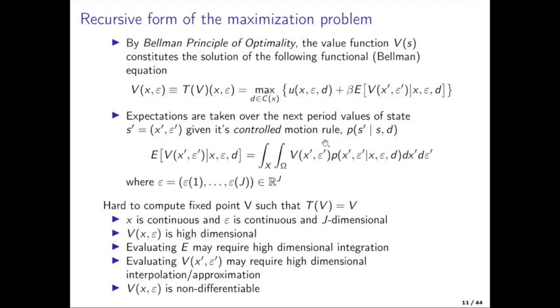So just the fact of evaluating it requires some heavy duty simulation or lots of quadrature points. But you also need to be able to evaluate it at the values x prime and epsilon primes that are not necessarily on the grid that you have for x. So you need to do a high dimensional interpolation or approximation of the value function. So the bottom line is this is potentially really, really difficult.